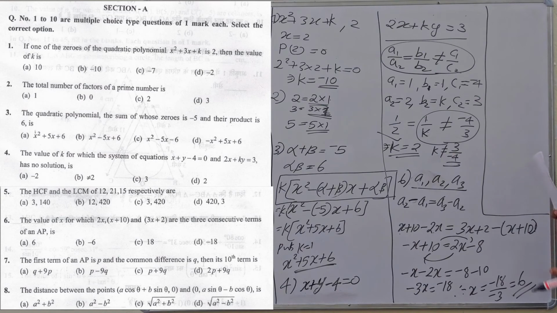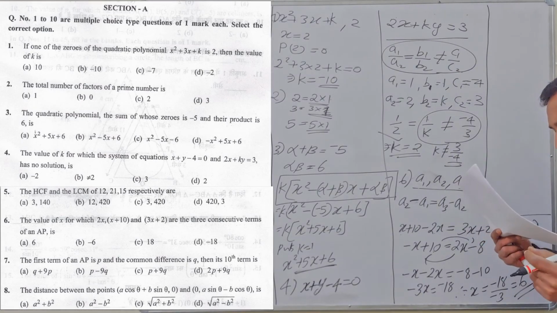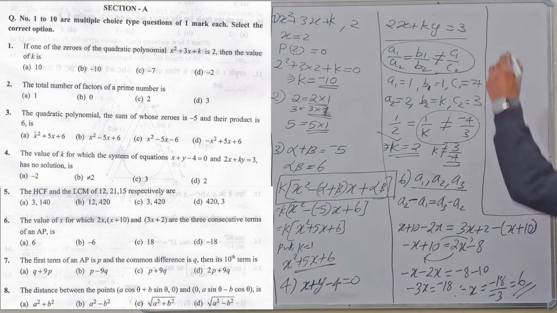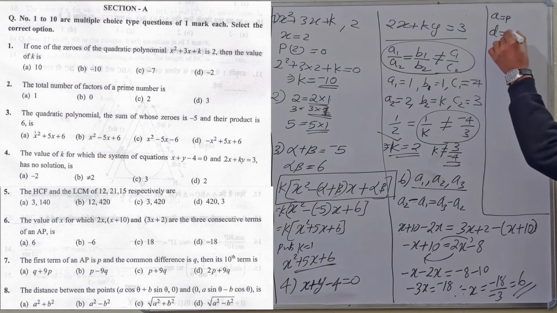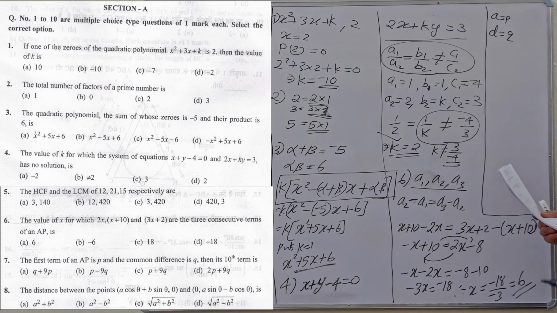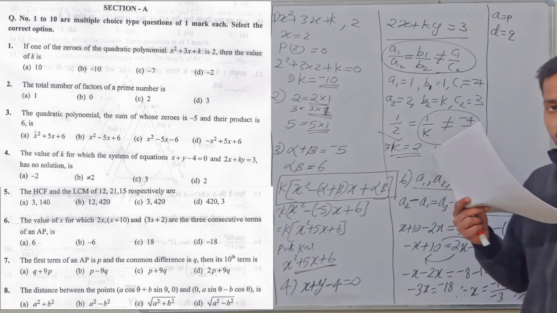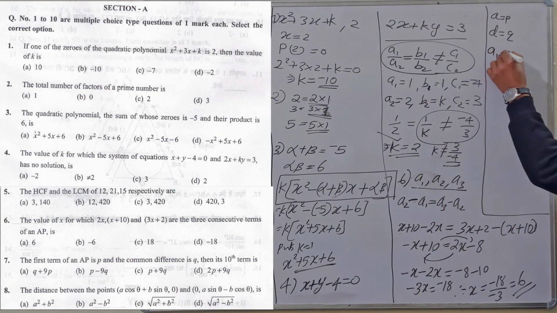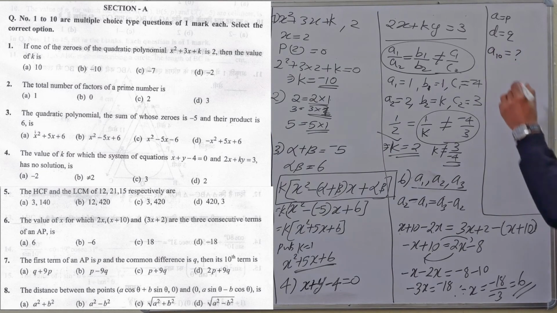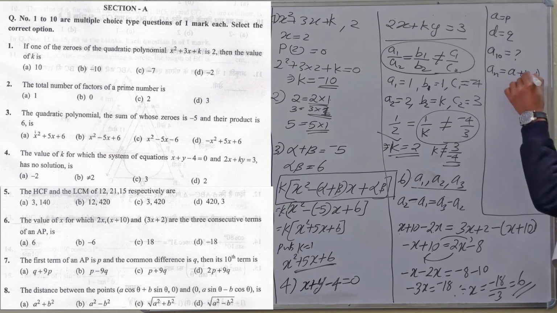The first term of an AP is P and the common difference is Q. A is given, that is P, and the common difference is Q. Then we have to find the 10th term of the AP. The 10th term of the AP means A10, we have to find it. What is the formula? We have AN is equal to A plus N minus 1 into D.